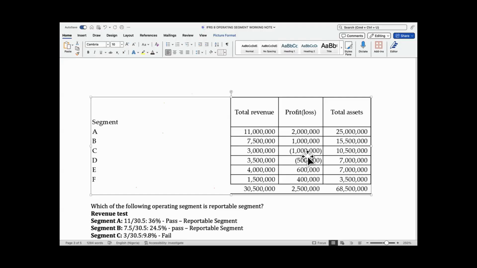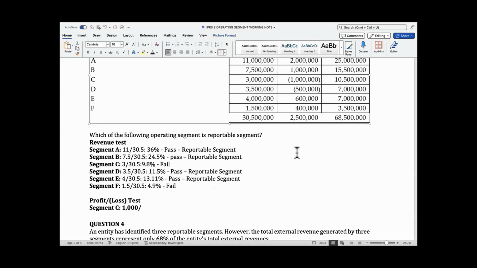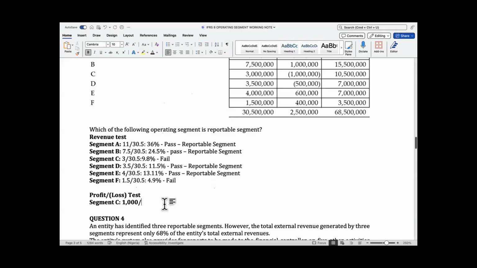So the total loss is 1,500,000. The total profit is 4 million. The greater is 4 million. So we're going to be comparing against 4 million. So 1 divided by 4 million, that's 25%. So pass. Reportable segments.